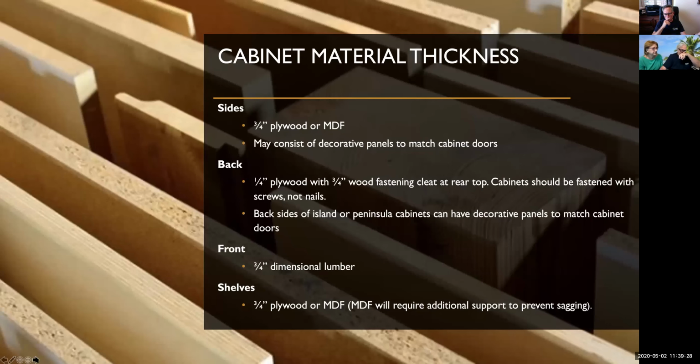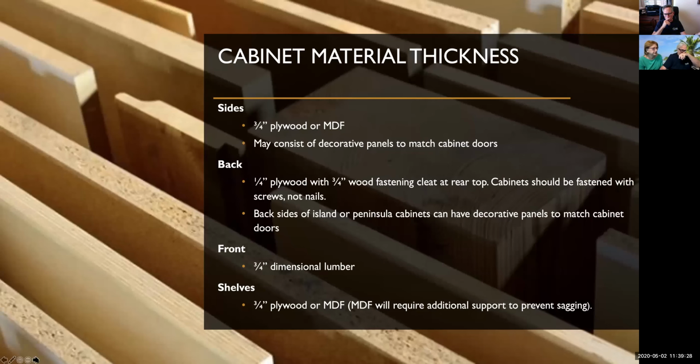At the front, you want 3/4 dimensional lumber. This is for a face frame cabinet. Shelves, regardless of construction style, should be 3/4 inch plywood or MDF, but the MDF will require additional support to prevent sagging in very wide cabinets. I hate those sagging shelves.